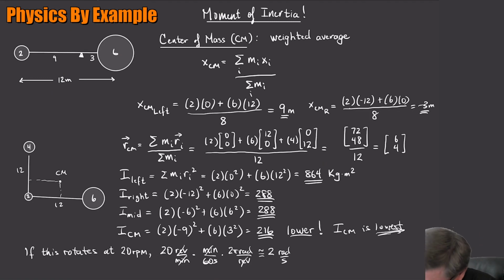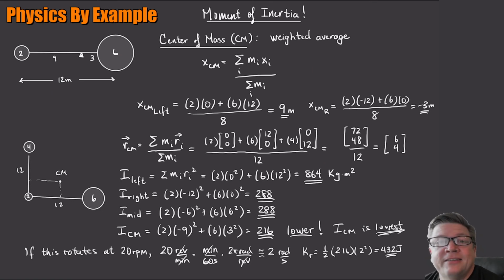So the kinetic energy is just going to be 1/2 times 216 times 2 squared. Our omega is 2. So what do we get when we do this? 108 times 4, 432 joules. There we go. So that's the kinetic energy of this thing as it spins around its center of mass.